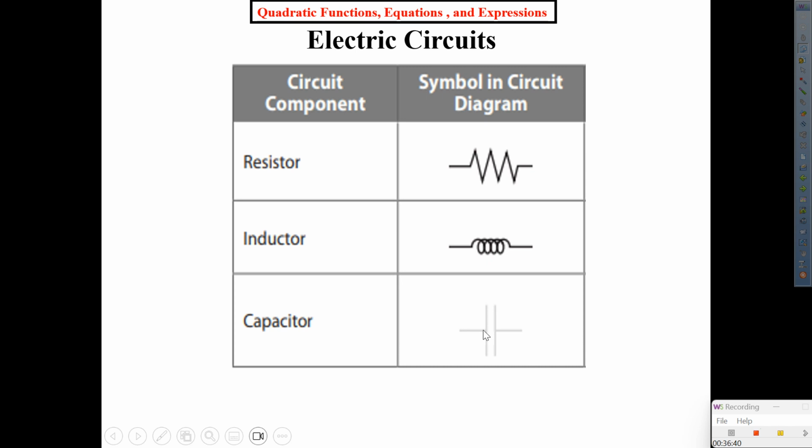Okay? So tomorrow we're going to get into circuits and labeling circuits in regards to what they are for each component. And I'm going to stop right there. Okay? All right? So go ahead and log out.